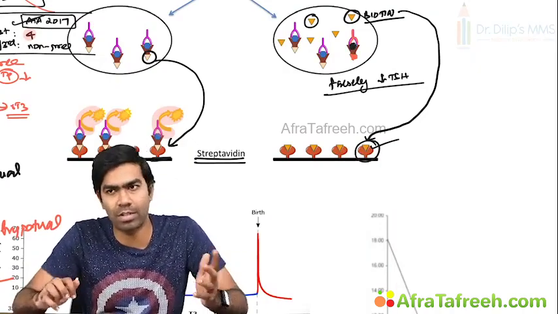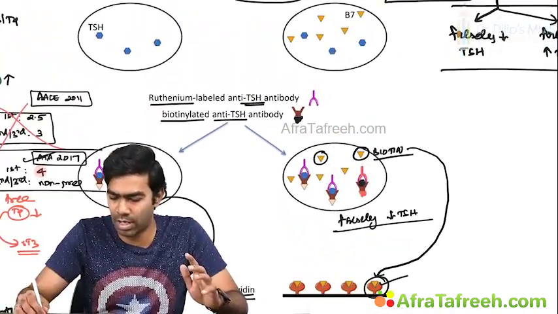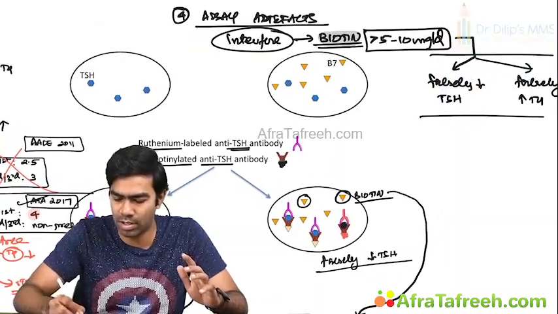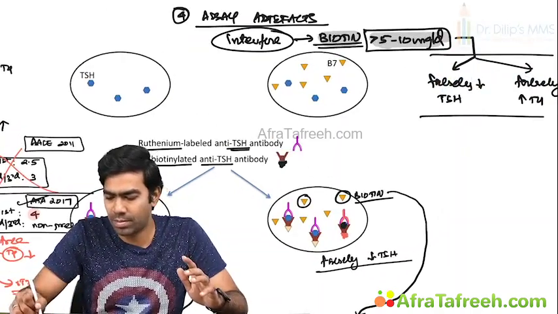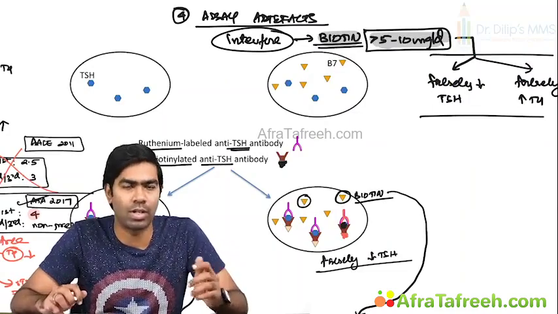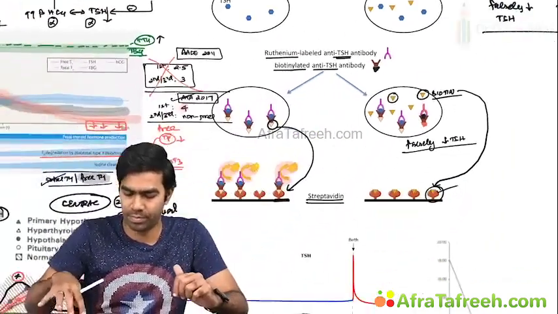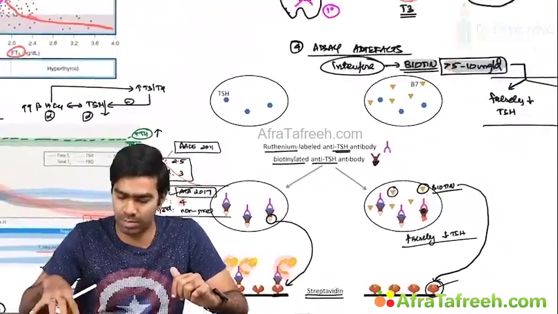But anyway, the mechanisms are not important, but this point is really important, that taking excessive biotin may result in falsely lower TSH. Clear? This is an assay artifact. This is pitfall number 4.